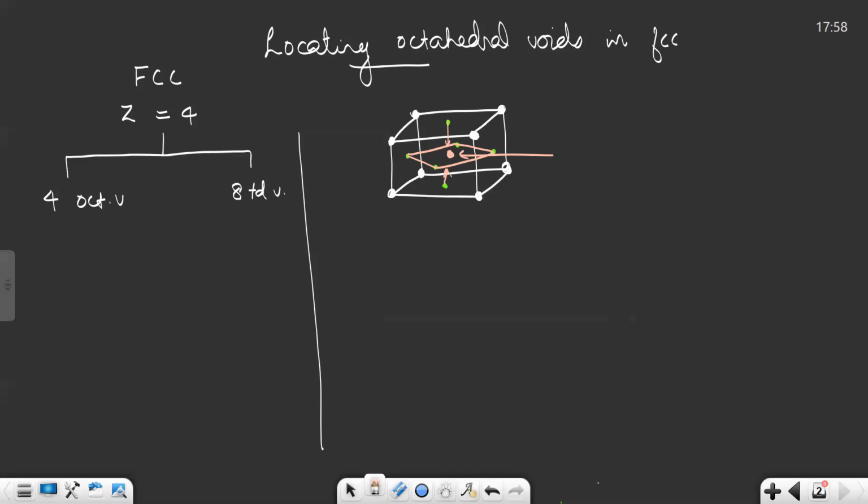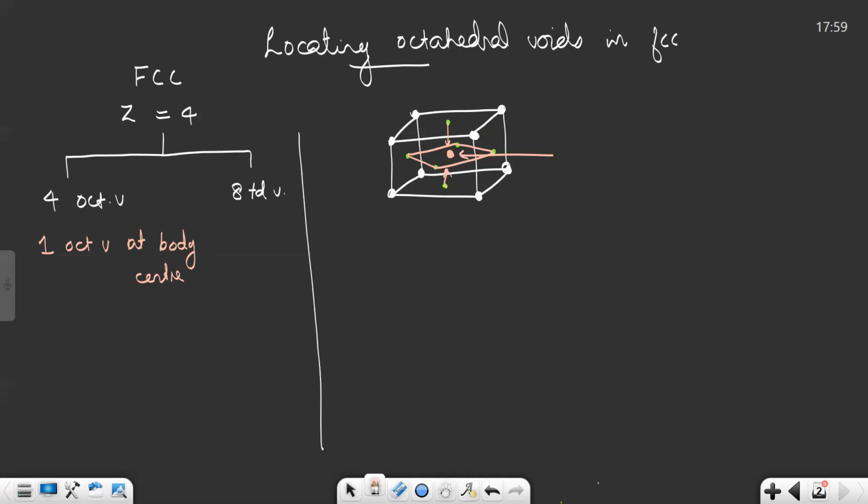So we have located one octahedral void. You can see that this void is surrounded by 6 atoms: one atom at the center of the bottom face, one at the top, and 4 atoms at the center of 4 sides. So the center of the unit cell is one of the octahedral voids. Out of these 4 octahedral voids, one octahedral void is at the body center.